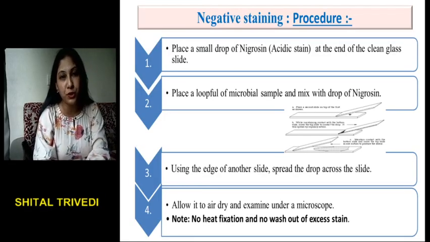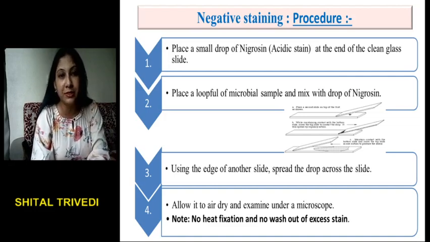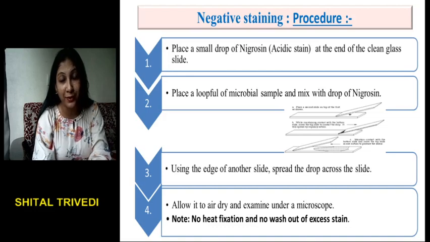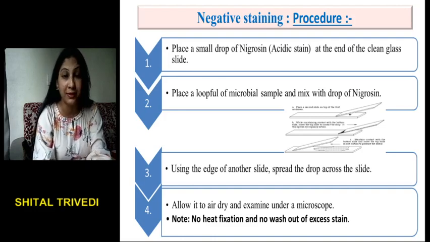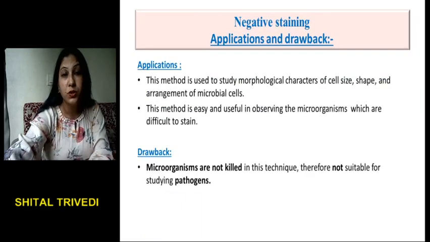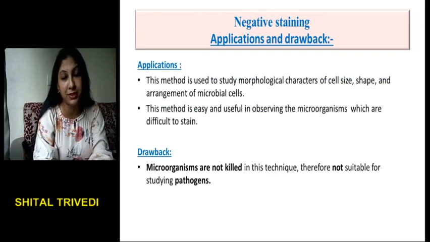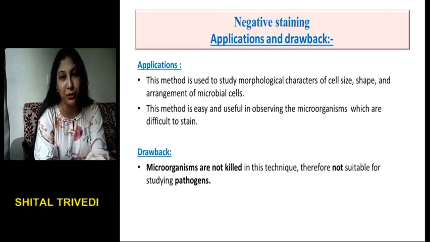If we compare the procedure of negative staining with simple positive staining, we can see that there is no heat fixation involved in this process and no washout of the excess reagent required. When heat fixation is not involved, it is advantageous, and at the same time it is also disadvantageous. When heat fixation is not there, the microorganisms are not killed, so we can observe the shape of the microorganism without the distortion that is the case with heat treatment. But when heat fixation is not there, the microorganisms are alive, and that's why this technique is not suitable for studying pathogens.